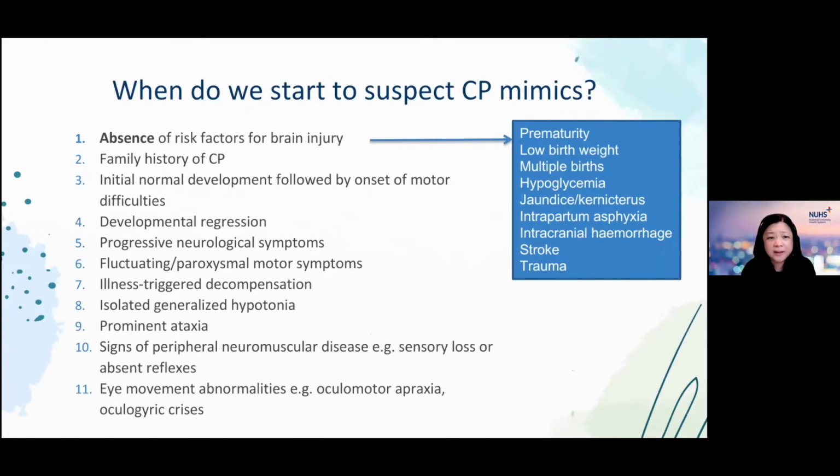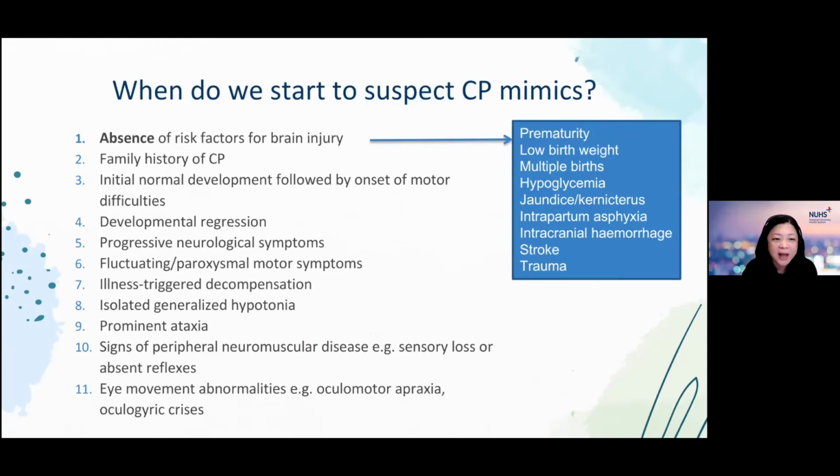So what kinds of risk factors are we talking about? We are talking about prematurity, low birth weight, multiple births, a history of hypoglycemia, especially soon after birth, any severe jaundice or kernicterus, intrapartum asphyxia, intracranial hemorrhage, stroke, or trauma. If there is a family history of cerebral palsy as well, we should be very alert because cerebral palsy is not inheritable and we would suspect a genetic condition.